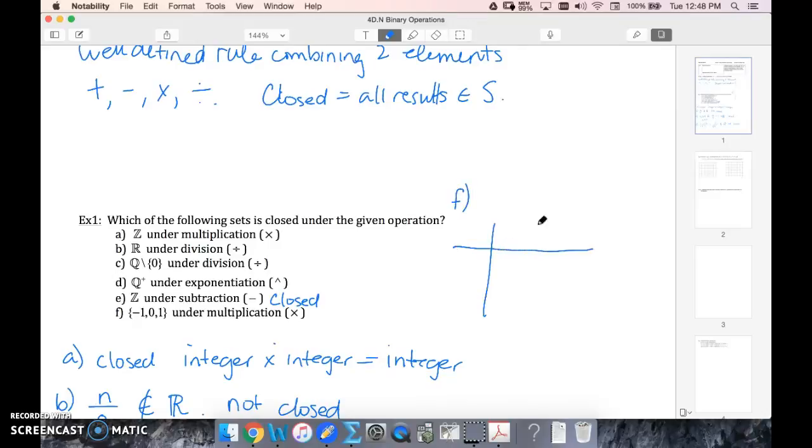So my table is showing the operation of multiplication. I've got the elements -1, 0, 1, and I'm going to list those on both sides. And now I just perform this operation. So -1 times -1 is 1, -1 times 0 is 0, -1 times 1 is -1, and so on for 0 and 1. And now I can see that all of these elements are part of my original set, so this operation is closed. And that's our first example.